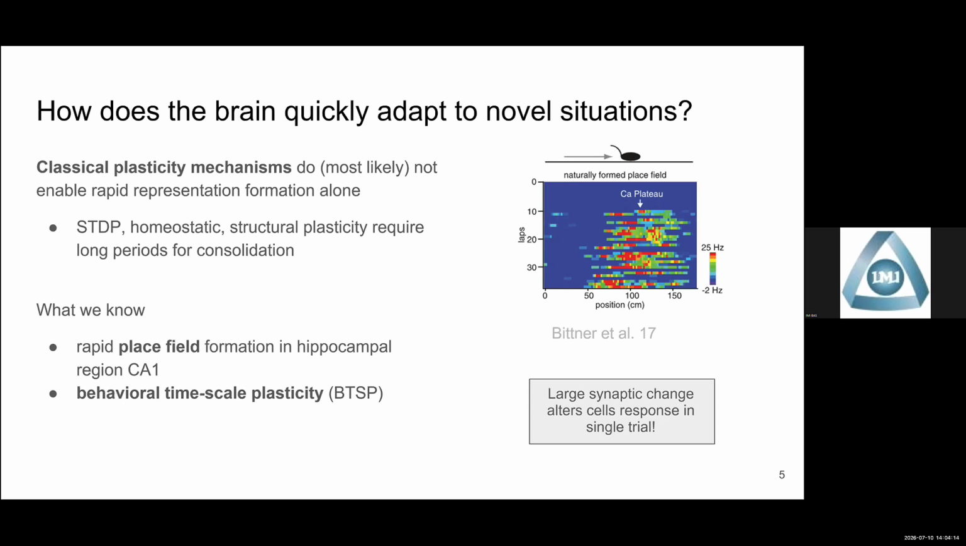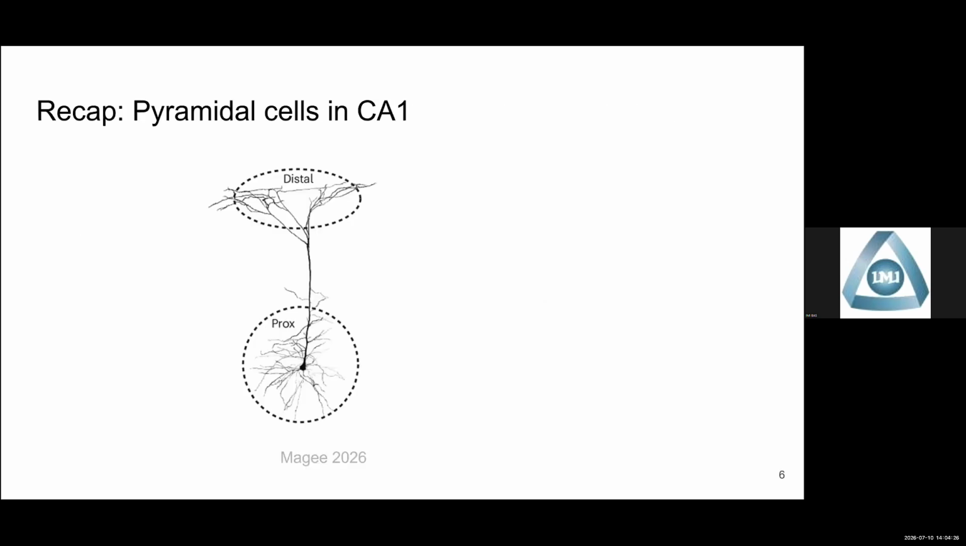This is facilitated by a large synaptic change that alters the cell responses in a single trial, or maybe sometimes few trials. It depends a bit on what's going on, but this is a thing that happens in the brain. So before I talk about my work, I want to briefly recap a bit about the physiology and anatomy of cells in the hippocampus.